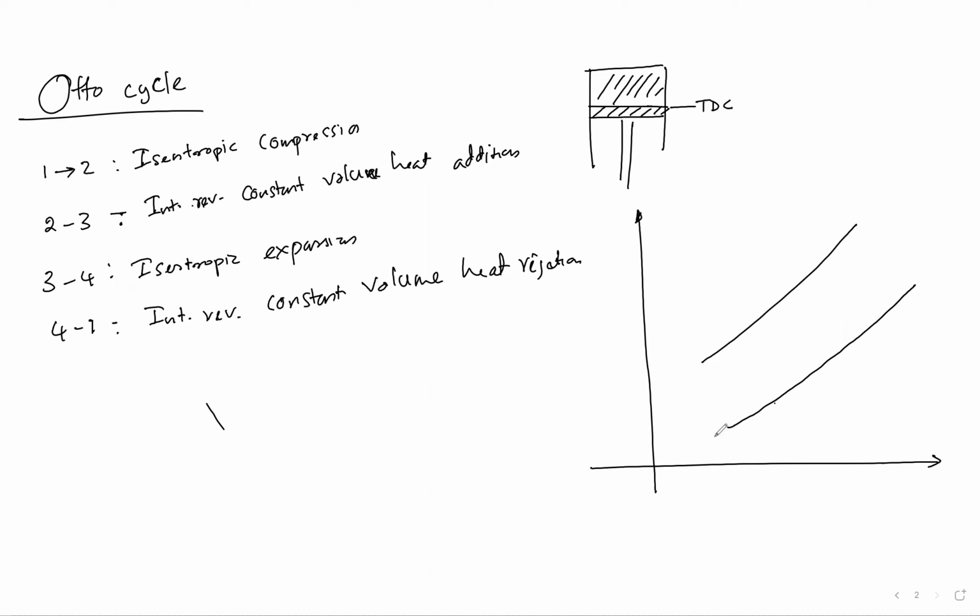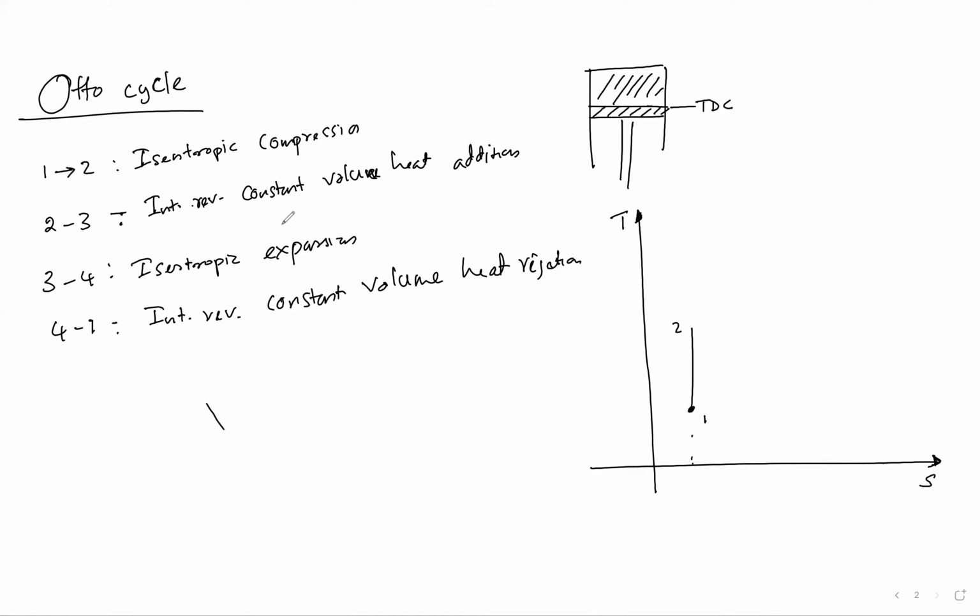So the first process is constant, these are constant volume lines, so constant pressure lines are the same. That's called a TS diagram. Let me start from the beginning. That's a TS diagram. And the first process, isentropic compression, entropy is the same. This is 1 to 2.